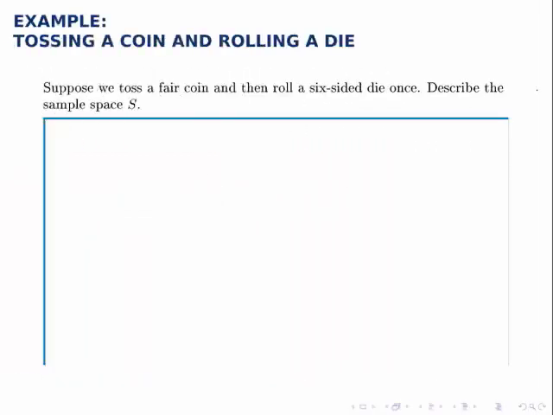Suppose we toss a fair coin and then roll a 6-sided die once. Describe the sample space S. Again, the sample space is a list of all the possibilities for what could occur. If we're flipping a coin and rolling a die, then we can think about it this way. Either the coin is going to be heads or tails, and then the die is going to be a number from 1 through 6. So let's suppose the coin comes up heads.